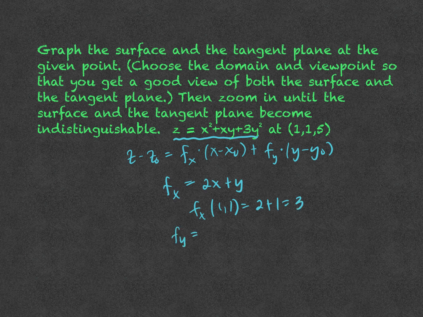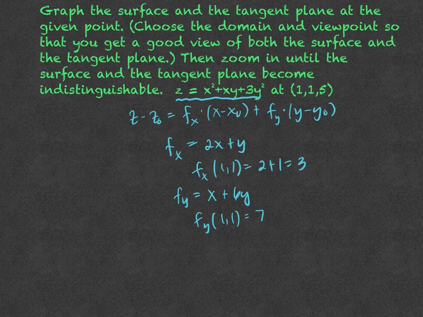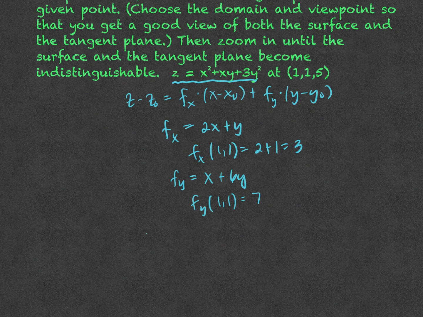And then for our partial derivative with respect to y, we start with the first term, the derivative is 0. The second term, the derivative is x. And the next term, the derivative is 6y. So when we plug in our point (1, 1), we get 1 plus 6, which is 7. So now we can do z minus the z value of 5 equals our partial derivative with respect to x, our slope of 3, times x minus 1, plus our partial derivative with respect to y, 7, times y minus 1.